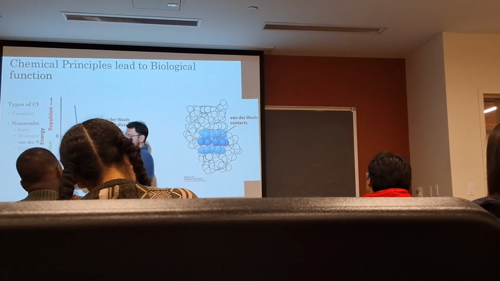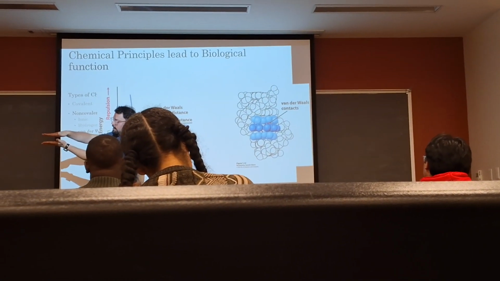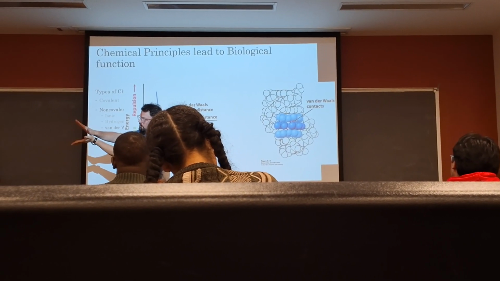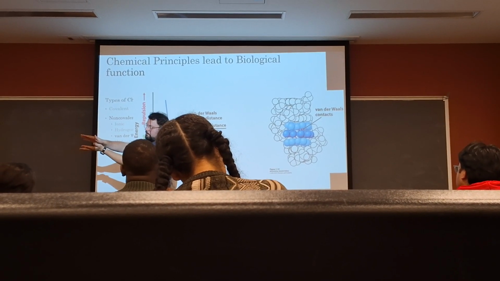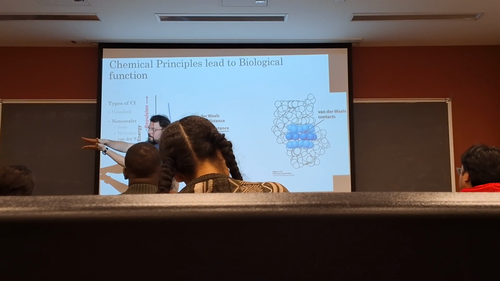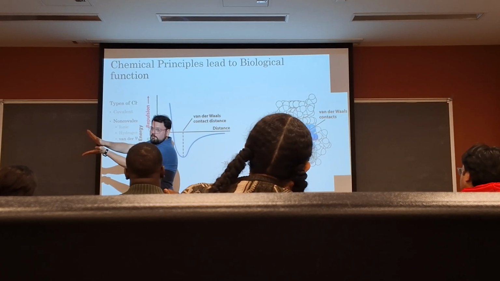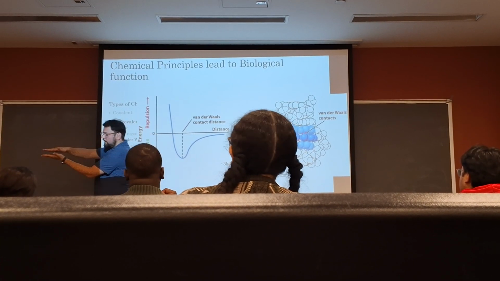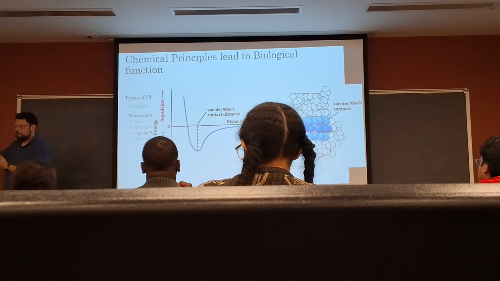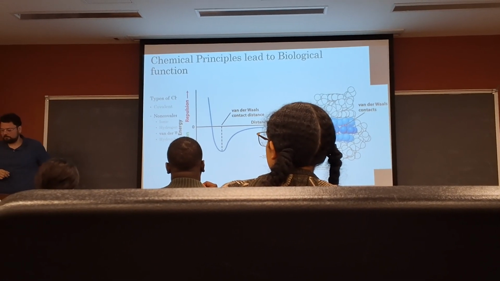If we're at our van der Waals contact distance and one base pair tries to tilt, now these are too close together and are going to be repelled. And where did the energy come from to take these two apart? It doesn't come from anywhere. So that van der Waals interaction helps to maintain those base pairs stacked parallel on top of each other.